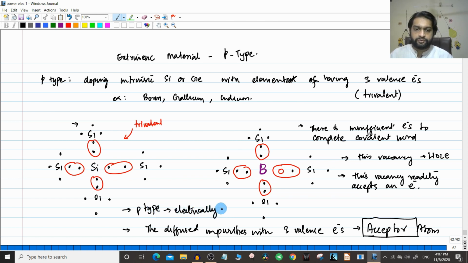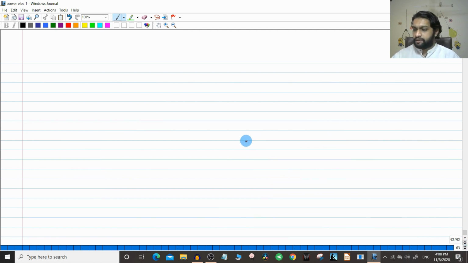Electrically neutral. Okay. So n-type material is also electrically neutral. P-type material is also electrically neutral. Okay. Now let us see what is the effect of the hole in conduction. So, effect of hole on conduction.